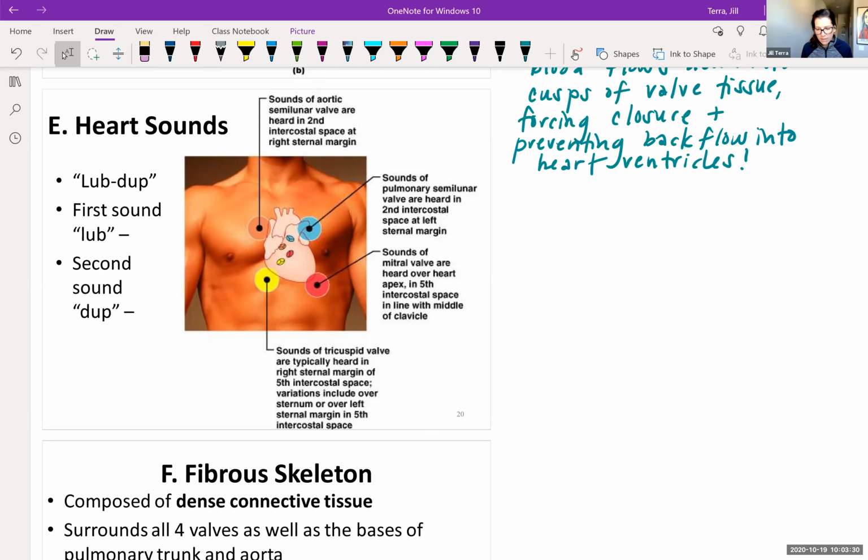And so this is what healthcare professionals are trained to do, to be able to look at your valve health just by listening to the lub dub sound of your heart. And so they can determine if you have a specific heart murmur, a specific issue with one of your four valves. Okay, this is where I'm going to stop.